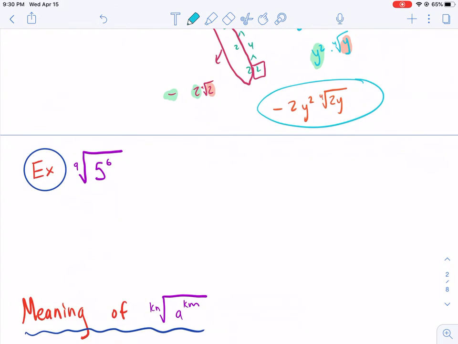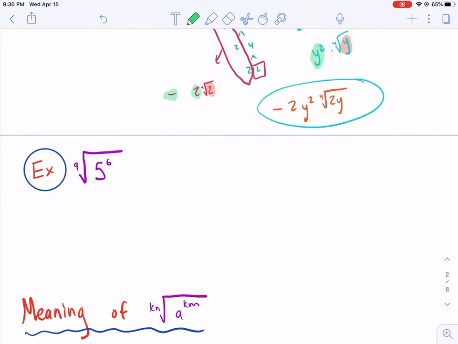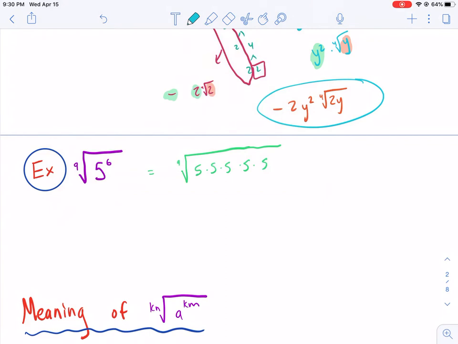Okay, here we go. So now we have the 9th root of 5 to the 6th power. We also showed a different way to do this one earlier in the previous notes. So one way to do it is you can rewrite it as the 9th root of 5 times 5 times 5 times 5 times 5. 1, 2, 3, 4, 5. Okay, now here's the problem. If you're looking at this and you're thinking, oh man, I can't simplify. I don't see 5 times itself 9 times to get it simplified there.